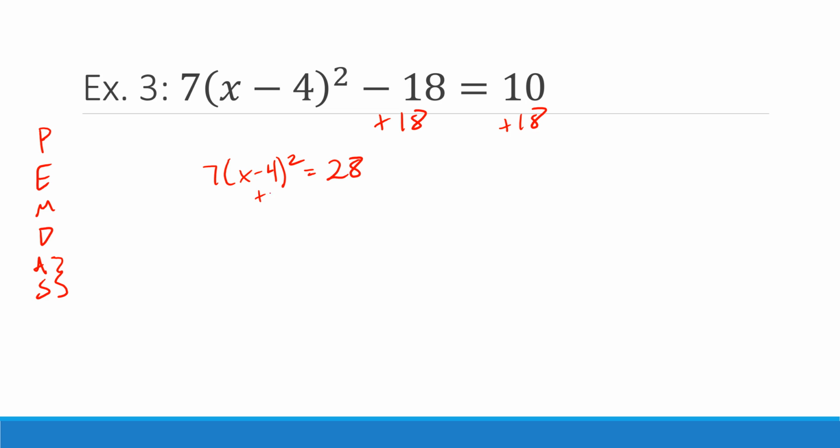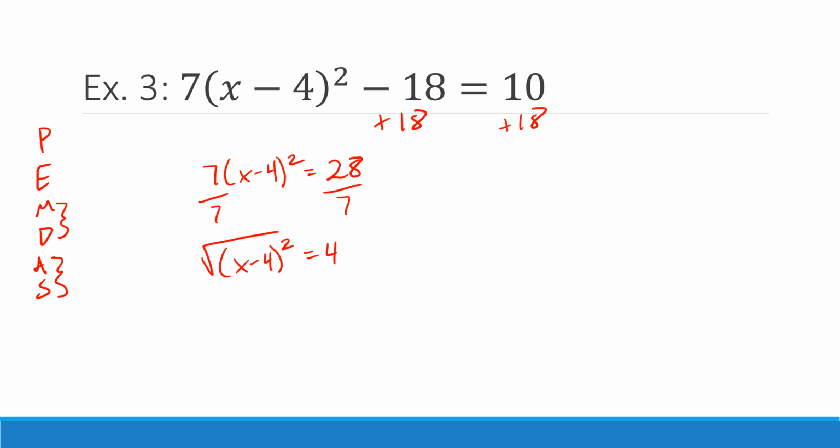Should I cancel this subtraction by adding 4 to both sides? No, don't be ridiculous. That 4 is in parentheses. We can't cancel that 4. It's trapped within parentheses. It's basically in jail. So let's move to the multiplying and dividing next, since I can't cancel that negative 4. I'm going to divide by 7. So (x minus 4) squared equals 4.